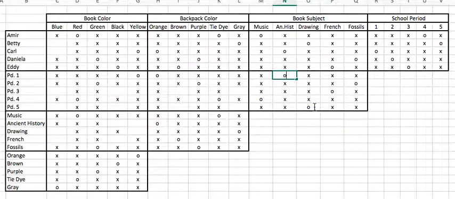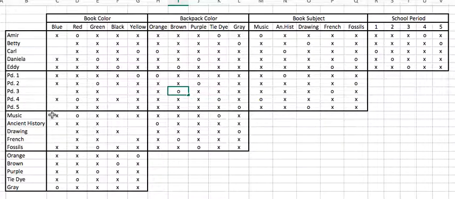And then that leaves one spot here for history is period 1. And then if Betty is period 5, and Betty is gray, so gray is period 5. So I'll put an O here. And X is in the rest there. And now this whole box is filled up.